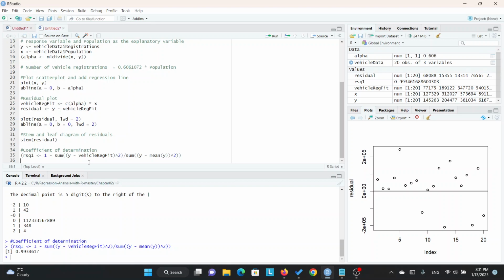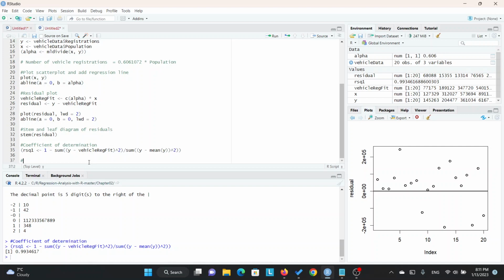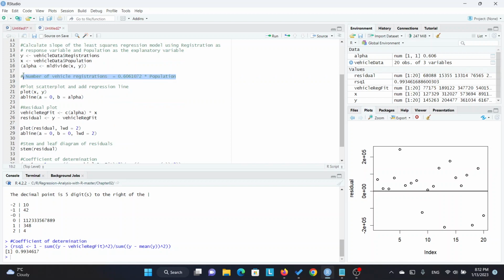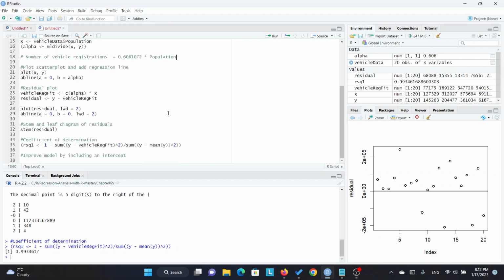Now, having said that, let's try and improve our model. So we are going to improve the model by including an intercept. If you remember, we had no intercept, so alpha is just a slope. In our least squares regression model, there is no intercept. Now let's add an intercept and see if that improves our results.